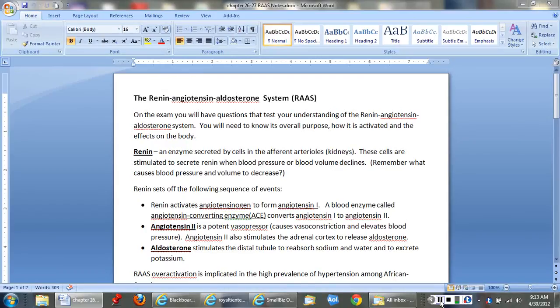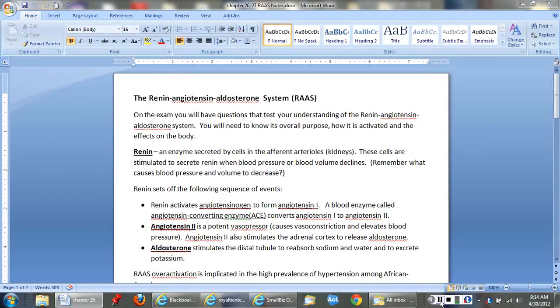Remember what blood pressure and blood volume, how they work directly. So what type of problem would be going on in an individual, maybe, to cause their blood pressure or blood volume to decrease? Right. So anything that would cause hypovolemia would cause blood volume, and therefore blood pressure, to decrease. What are some real life situations?